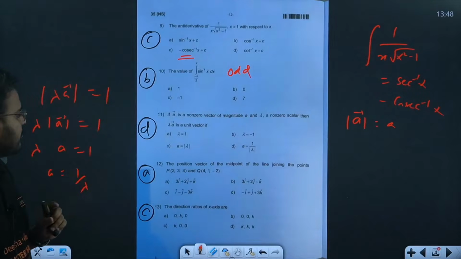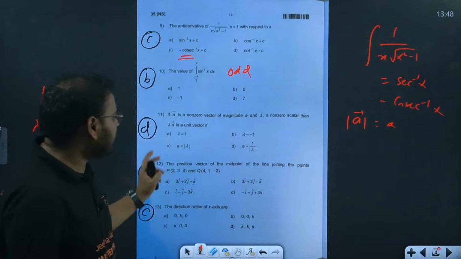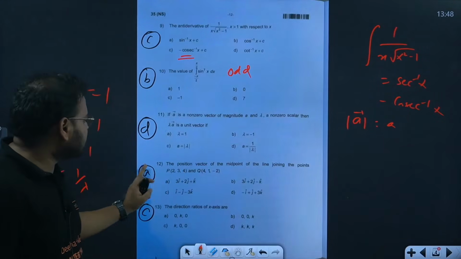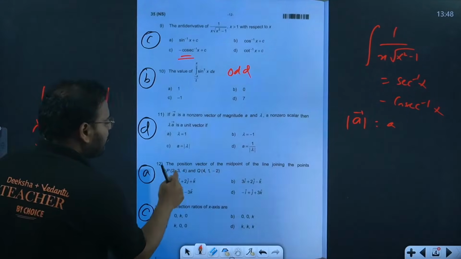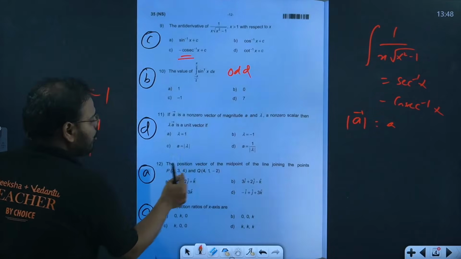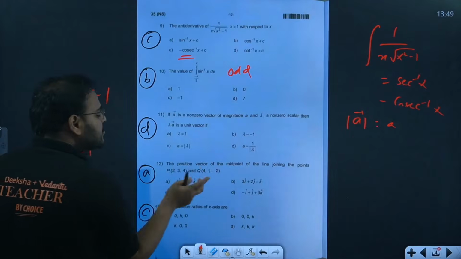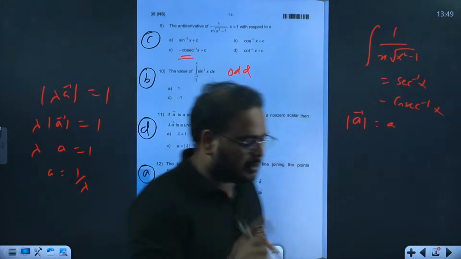Okay. Question number 12, guys. Question number 12 is a straightforward question. Position vector of the midpoint of the line joining PQ. Answer will be A. You're going to add 2 to 4, 3 to 1 and 4 to minus 2. 2 plus 4 is 6, 3 plus 1 is 4, and 4 minus 2 is 2, each divided by 2, so 3, 2 and 1.